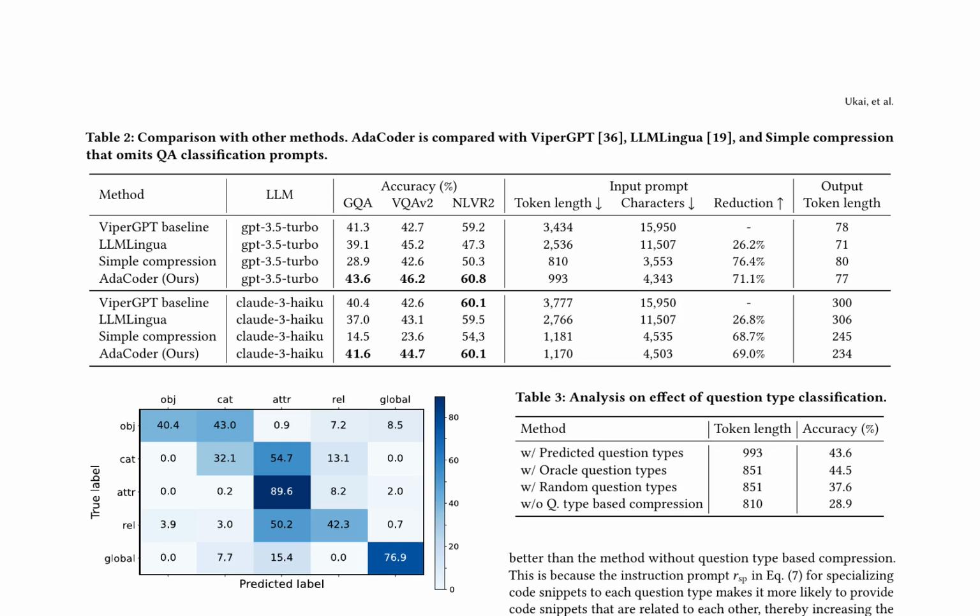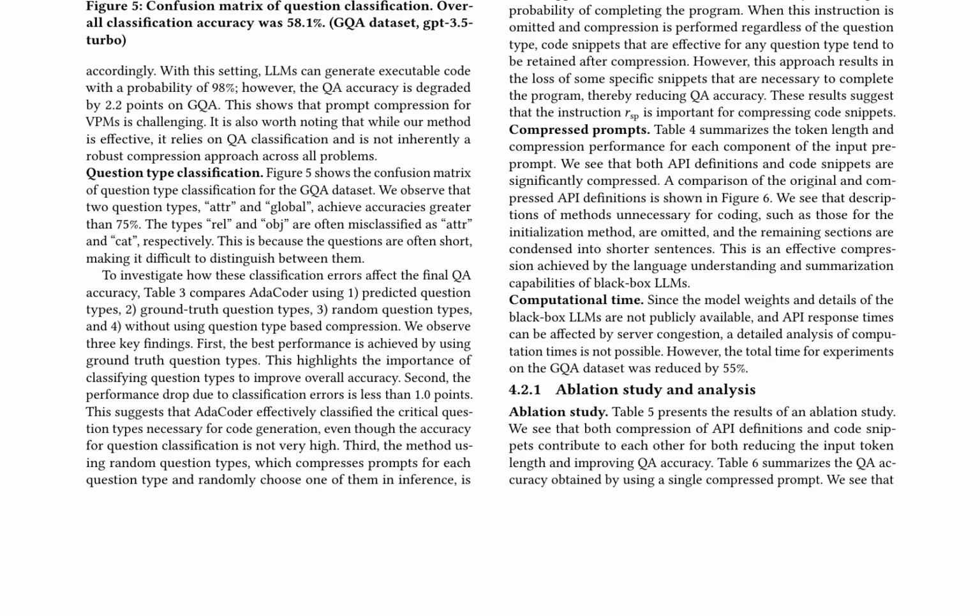Table 3 analyzes the effect of question type classification on AdaCoder's performance, showing that using ground truth question types achieves the best performance. This highlights the importance of accurate question type classification, with a minimal performance drop due to classification errors. The instruction prompt R_SPIN in Equation 7 is crucial for compressing code snippets, increasing the probability of completing the program. Omitting this instruction and compressing prompts regardless of question type results in a loss of specific snippets necessary to complete the program, reducing QA accuracy.